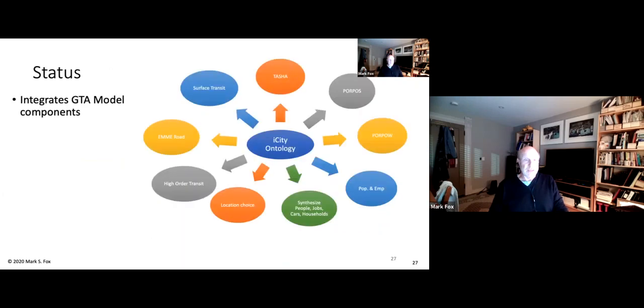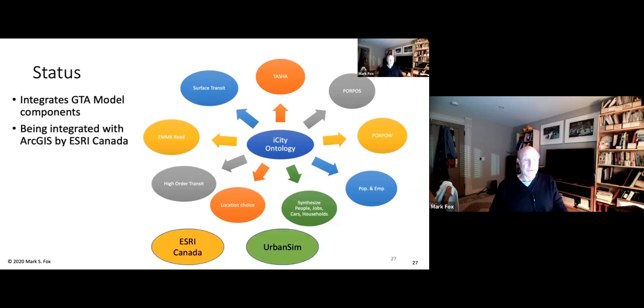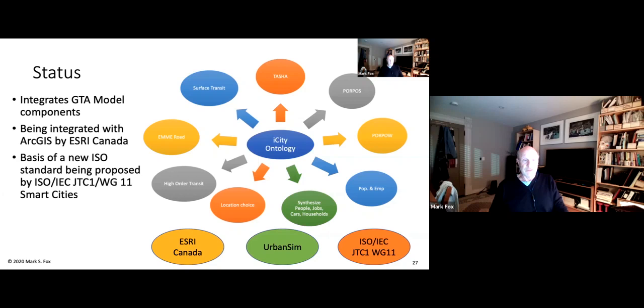So the status of that particular ontology is it integrates the GTA model components. It's being integrated with ArcGIS by Esri Canada, and it's a basis of a new ISO standard being proposed. Actually, it's no longer being proposed. It's being worked on right now by WG11, which I'm going to talk about in not the next set of slides, but the final set of slides.